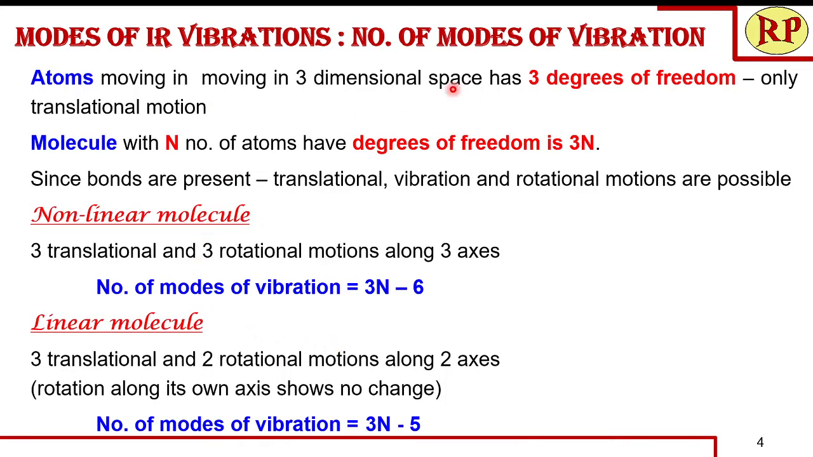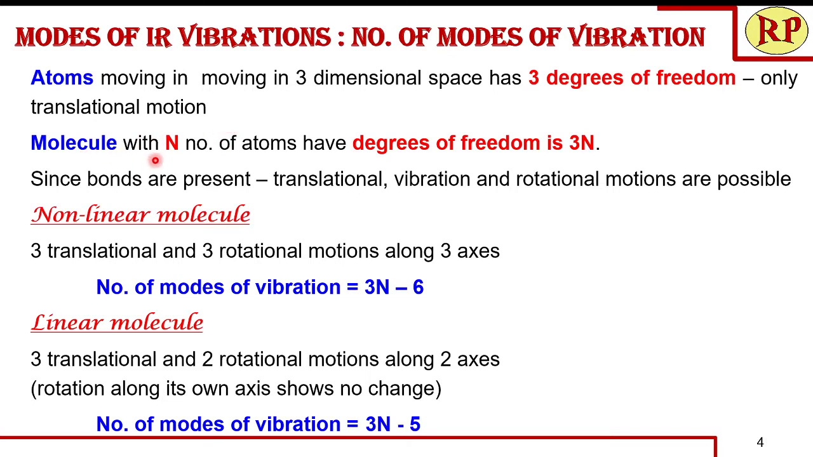First, let us understand how to calculate the number of vibrations for a particular molecule. We should first understand the basics behind it. When you have an atom and allow it to move freely in three-dimensional space, it will have 3 degrees of freedom. That is, it can move along the x-axis, y-axis or z-axis. So it has 3 degrees of freedom, and all 3 will be translational motion. That is, it can move by translational motion alone.